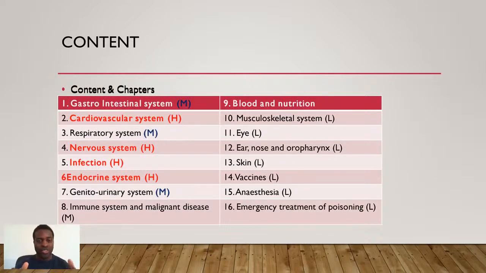Then you've got your gastrointestinal system, and all the other ones are your L's, which is your low-weighted topics, or chapters. With these ones, you could just spend only about 10%.